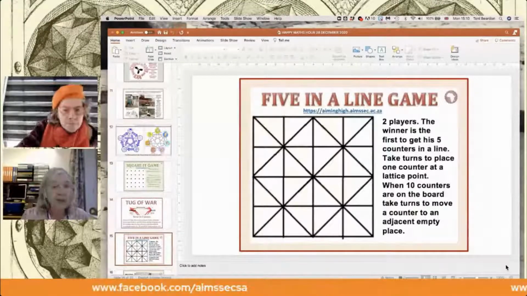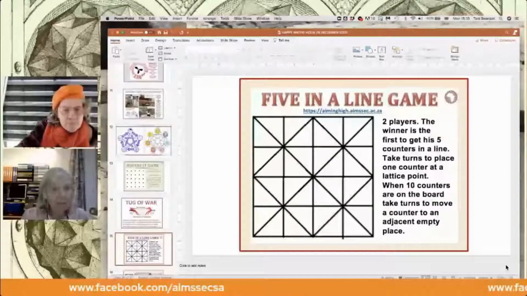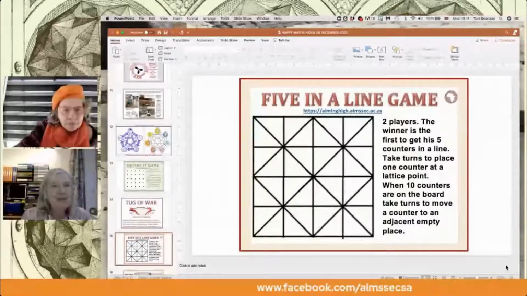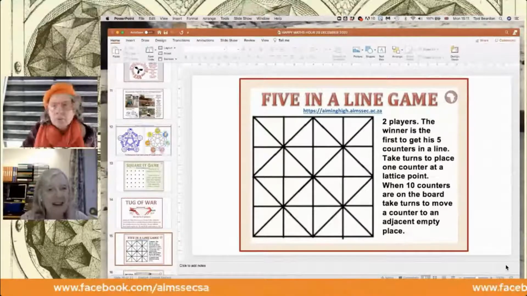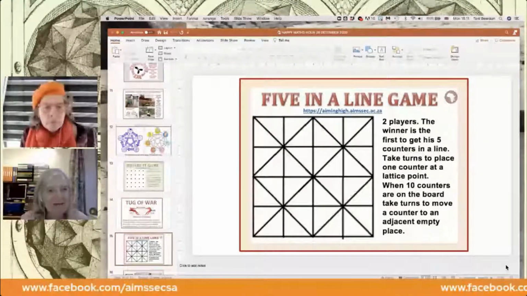Again, you're trying to achieve a pattern, but this pattern is not making a square. This pattern is getting 5 in a line. Okay. Now you go on.